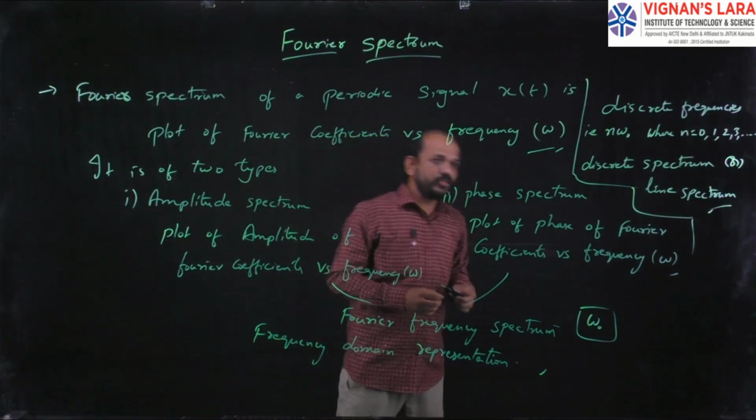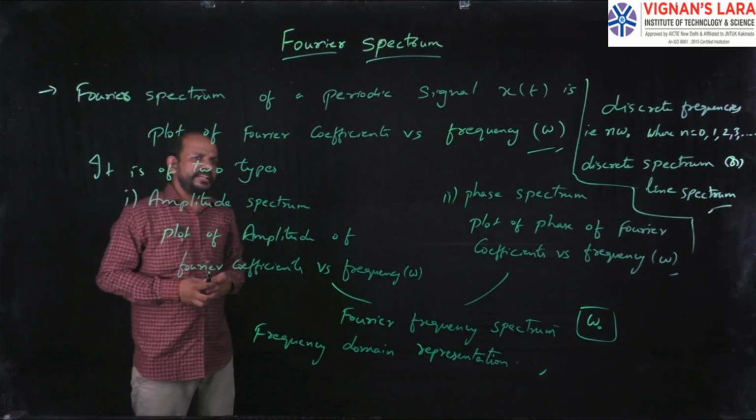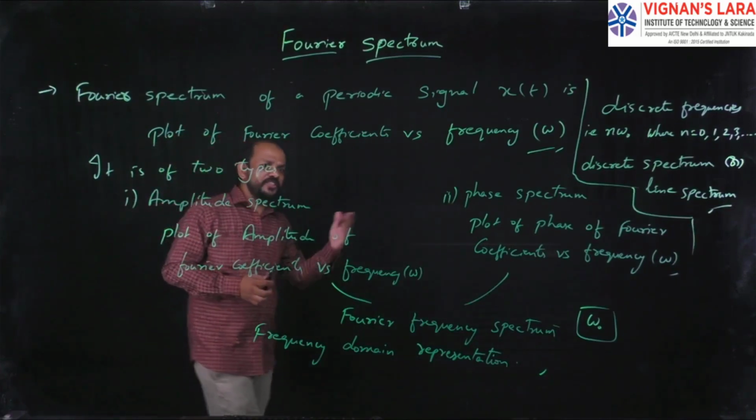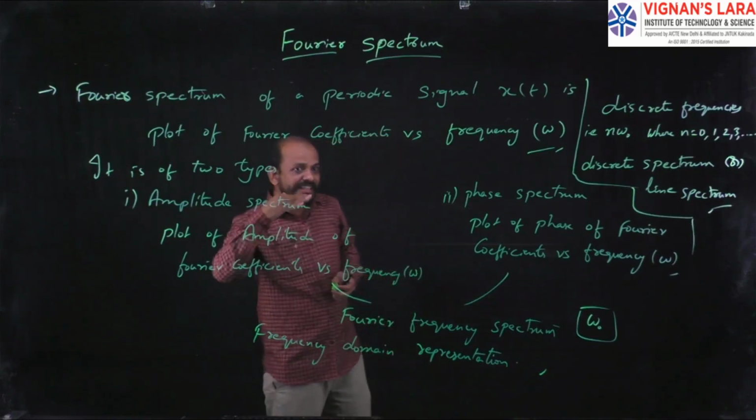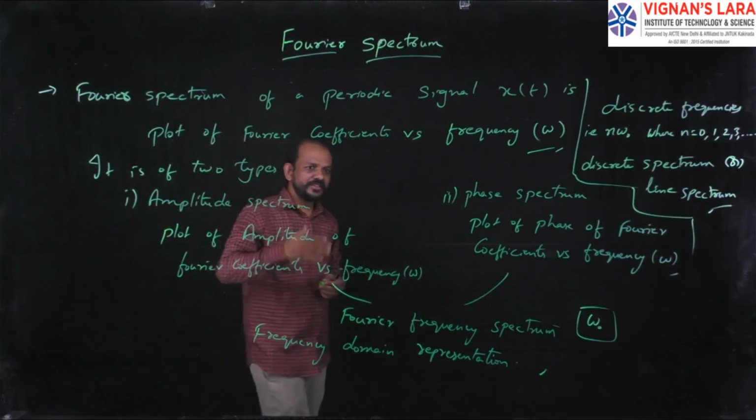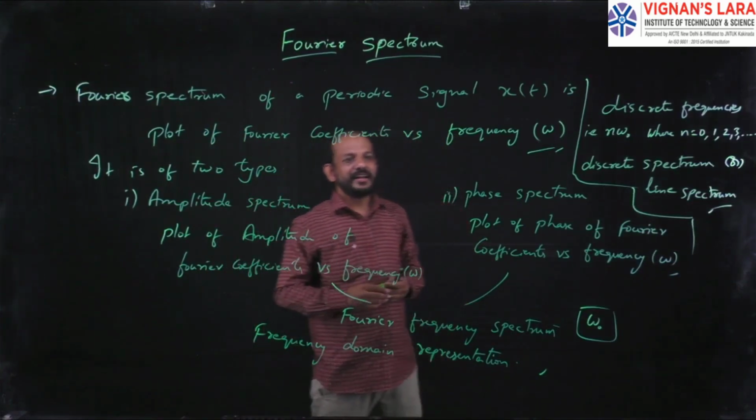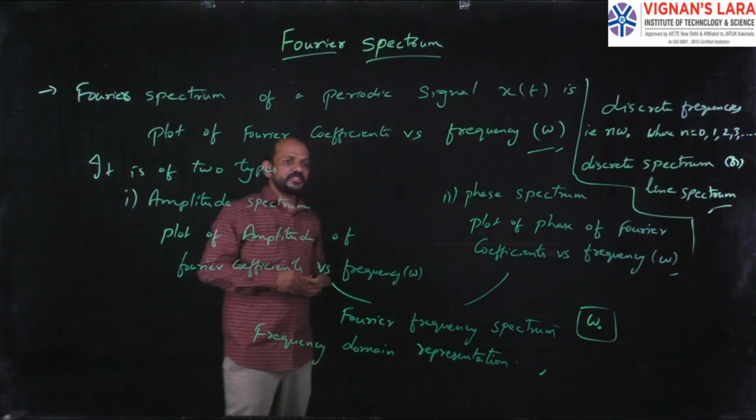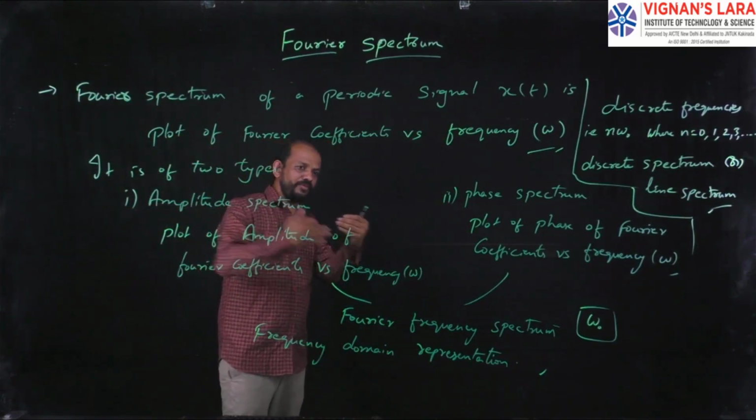Now we will see the Fourier spectrums for three types of Fourier series representations. That is, we have three types of Fourier series. First one is trigonometric Fourier series, next cosine form or polar form of Fourier series, and then exponential form of Fourier series. So we will see the Fourier spectrums of each one.